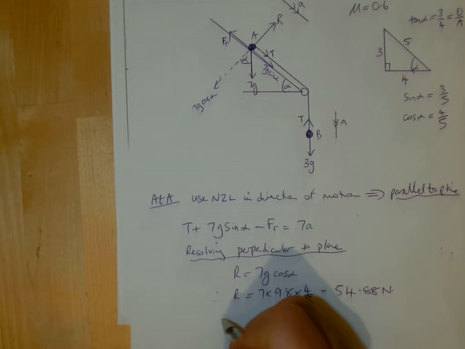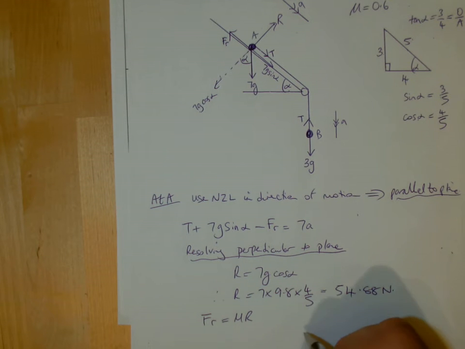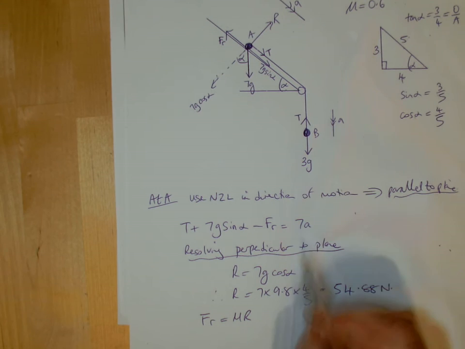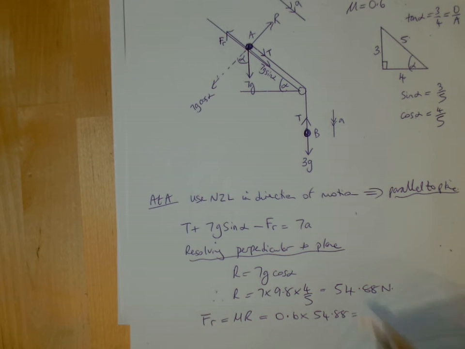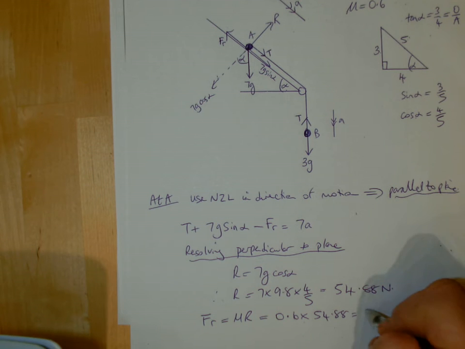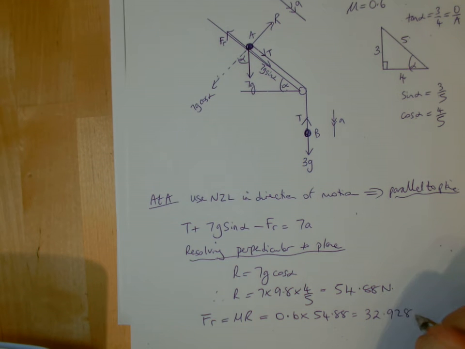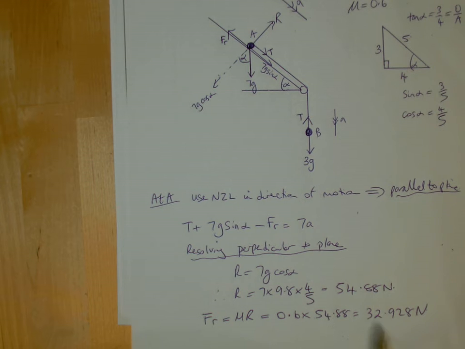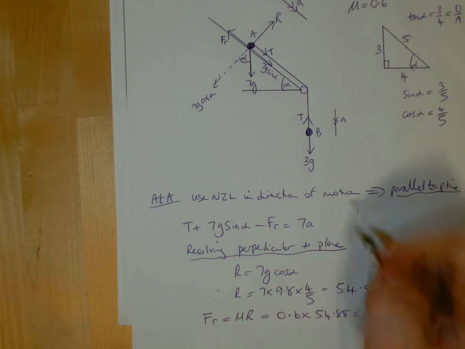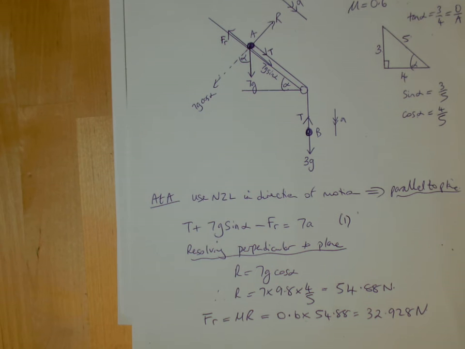Now we can work out the frictional force, because that's what the question is asking. It's in motion, so friction is equal to mu R. And remember, the question says mu is 0.6. So that would be 0.6 times R. On my calculator, I get 32.928 newtons. So I can put this frictional value into my equation 1.